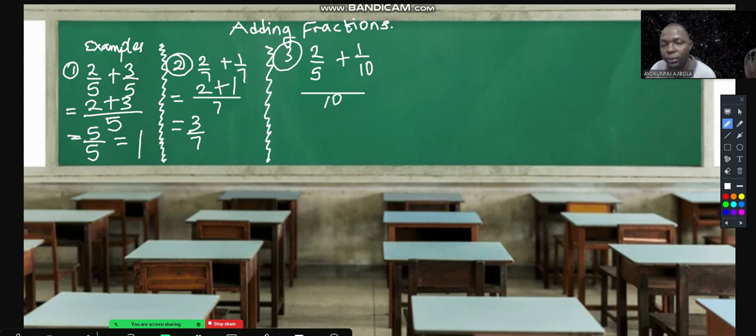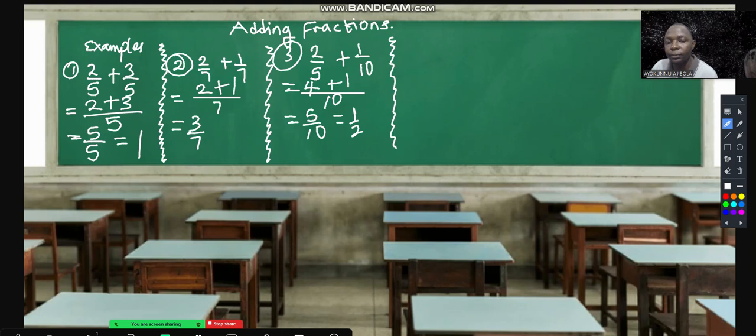Then how many 5 goes in 10? That's 2. 2 times 2 is going to give 4. Then how many 10 goes in 10? That's 1. 1 times 1 is going to give me 1. So the answer is going to be 5 over 10, which I can reduce to 1 over 2 if I divide both of them by 5. 5 divided by 5 gives 1. 10 divided by 5 gives 2. So it should be the same number we're using to divide them.